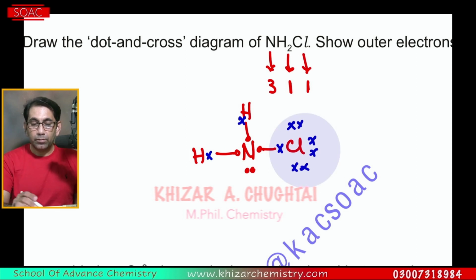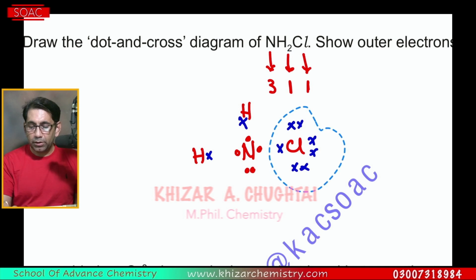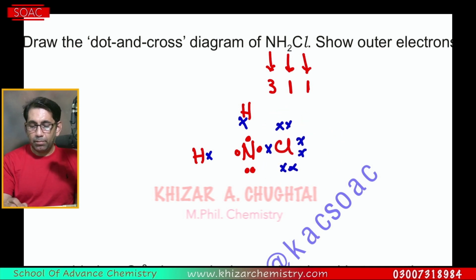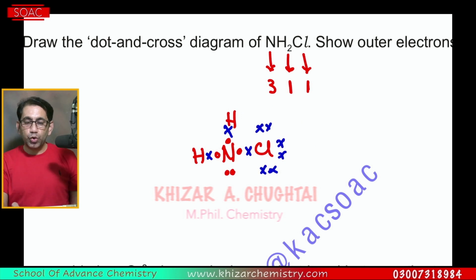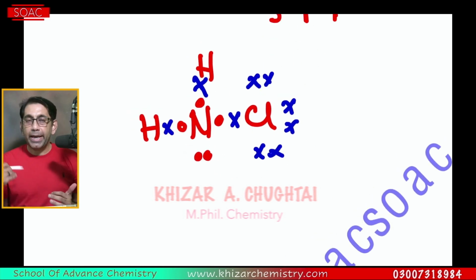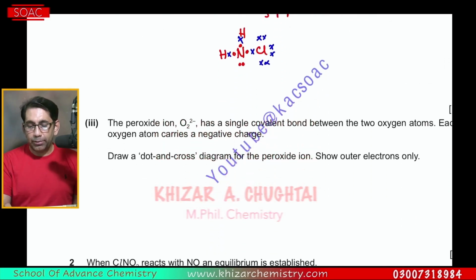These bond, and here it is. So this is the dot and cross diagram. You can make the pictures like that. I'm trying to get them closer. So this is the true picture of the NH2Cl dot and cross diagram, dot and cross picture.